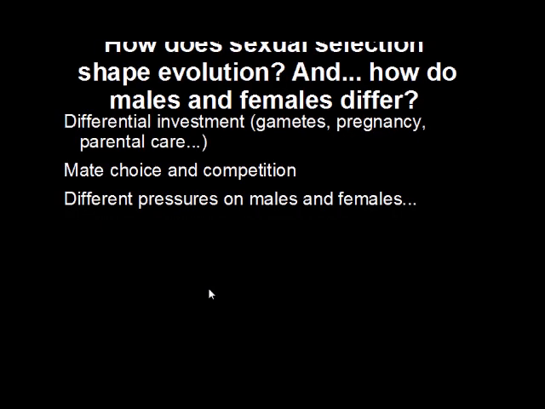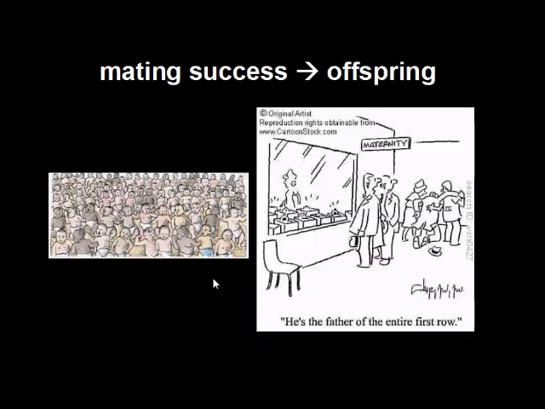And so some things to think about. Think about the different investment from males and females, the parents into the offspring, how competition and mate choice function in evolution, and the different pressures that males and females face. So, some things to think about.